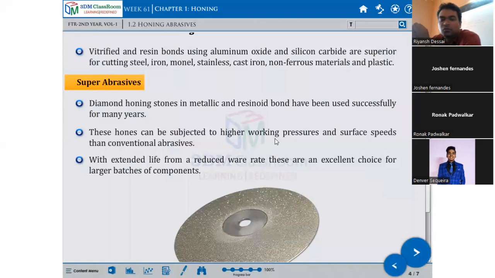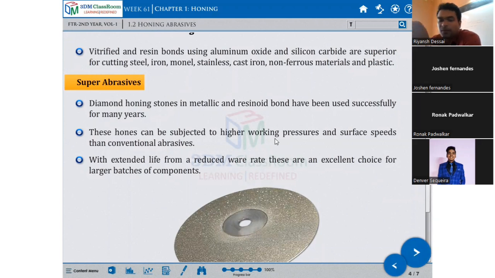So diamond honing stone in a metallic and resinoid bond have been used successfully for many years. So these hones can be subjected to higher working pressure and surface speed than the conventional abrasive. So this is used in special cases. With extended life from a reduced wear rate, these are an excellent choice for large batches of components. So for batches you can go for this because there is no wear and tear easily. But the cost of this will be very high. So diamond and metallic resinoid bond.